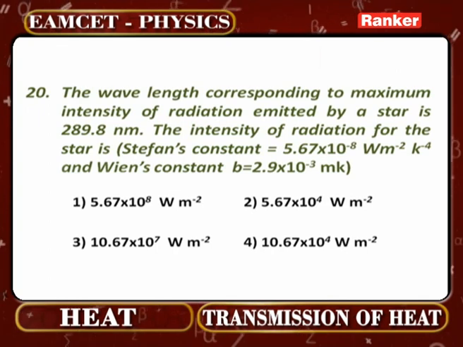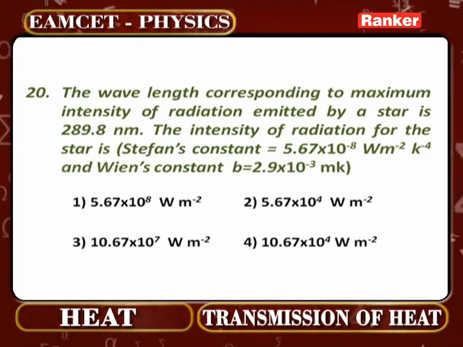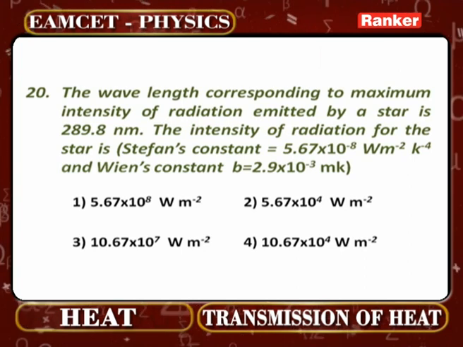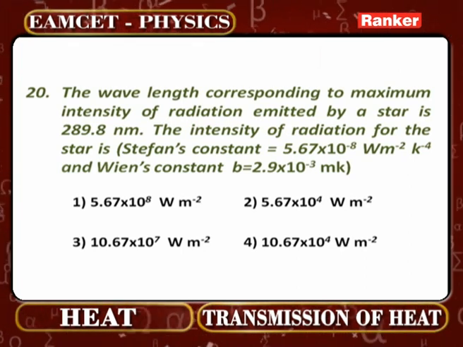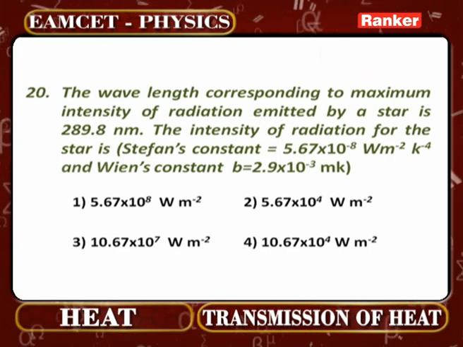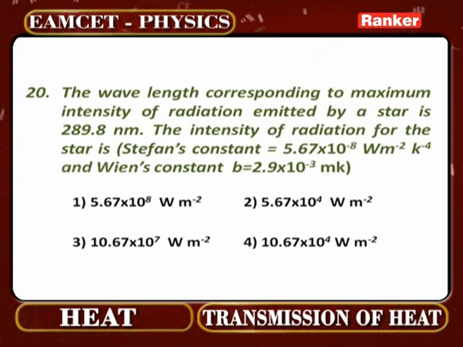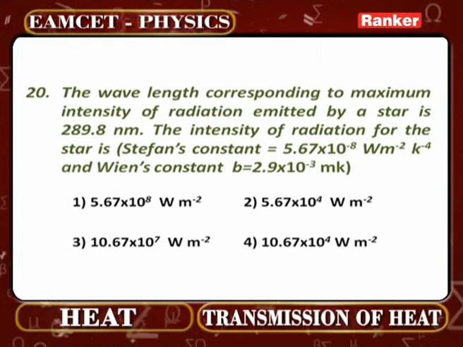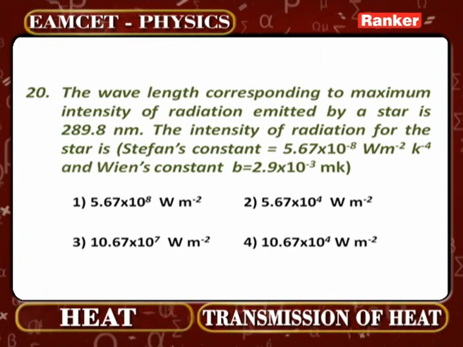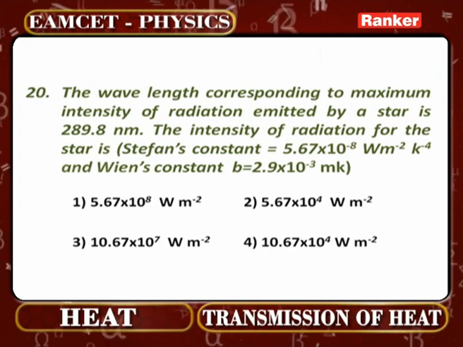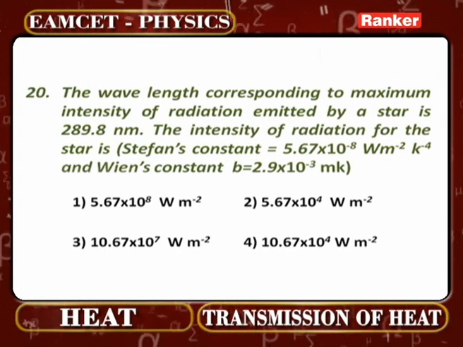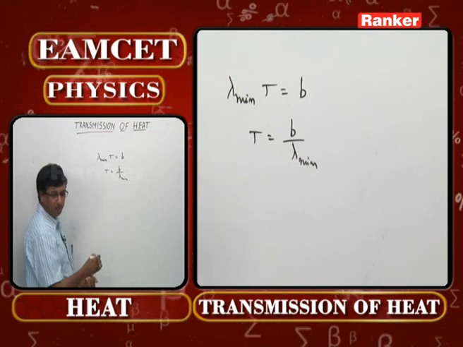The wavelength corresponding to maximum intensity of radiation emitted by a star is 289.8 nanometer. The intensity of radiation for the star is how much, given Stefan's constant and Wien's constant? So this is a direct application of Wien's displacement law first of all. You can understand lambda maximum into absolute temperature is equal to B, which is called Wien's constant as such. So what can we write now? T is equal to B by the lambda corresponding to the maximum value.